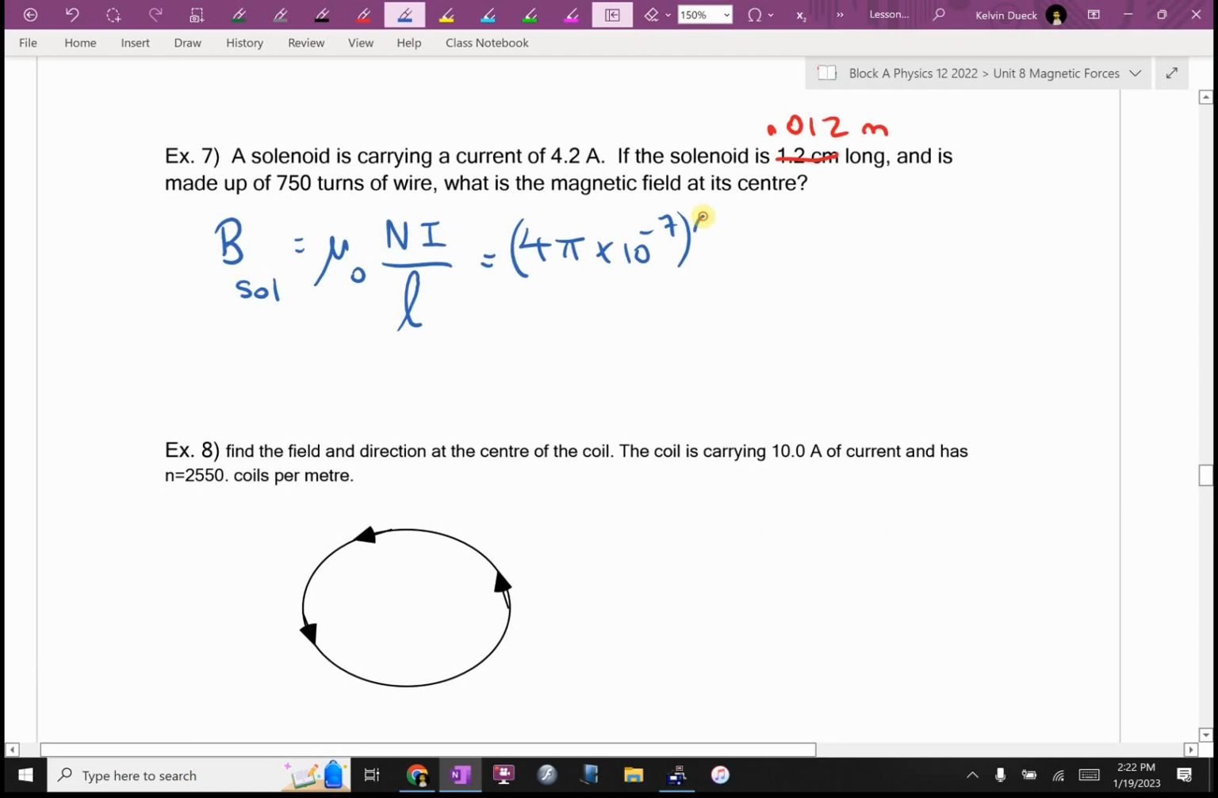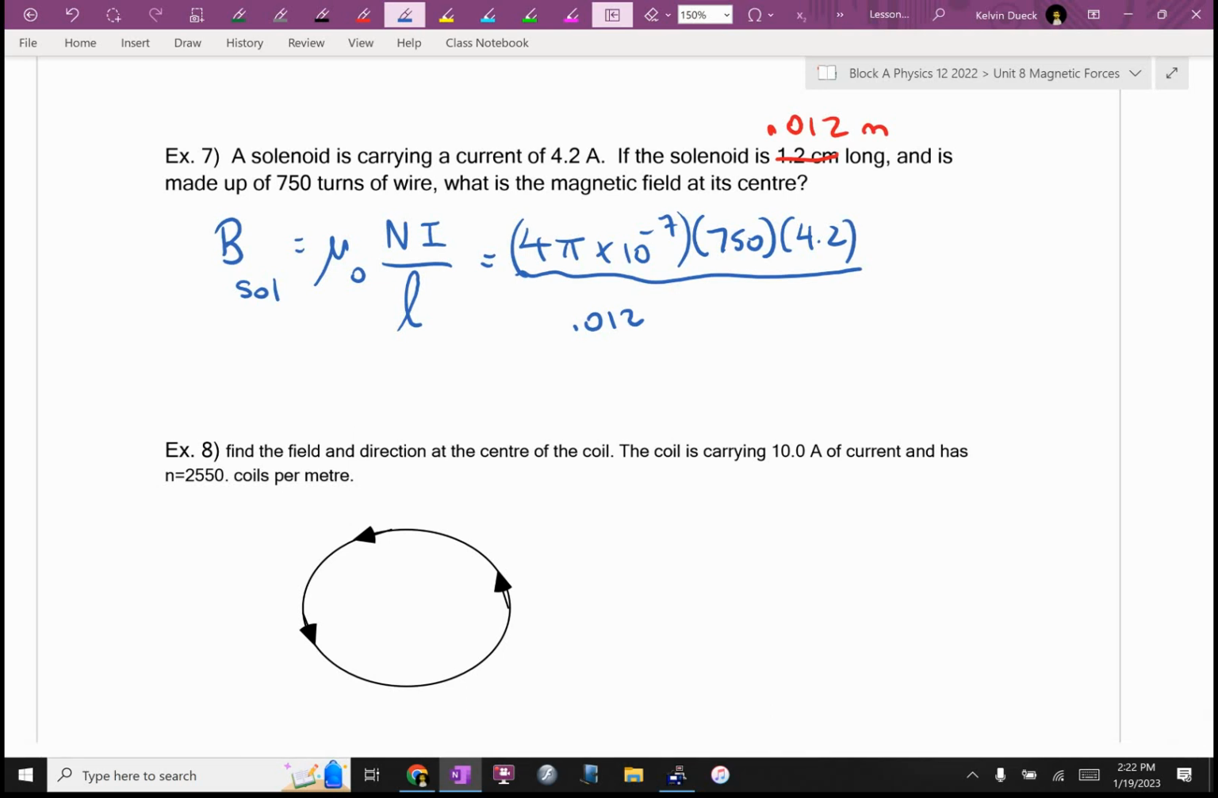Anyways, what's N here on this example that we're doing? 750. Current, 4.2 amps. Length, 0.012. Every one of you needs to try typing this in, because about half of you are going to get an error on your calculator. I won't tell you where yet, but all of you try typing in 4 pi times 10 to the negative 7 times 750 times 4.2 divided by 0.012. And if you get an error, let me know.